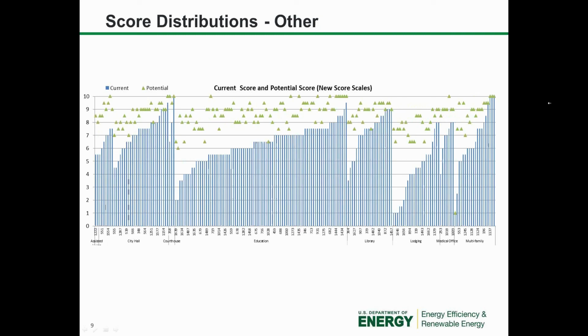A little bit more on this. This is just showing you some other use types. This is not all the use types in the asset score, but from left to right: assisted living, city hall, courthouses, educational facilities, libraries, hotels, motels, medical office, and multifamily. And again, we're very pleased with how these distributions came out.